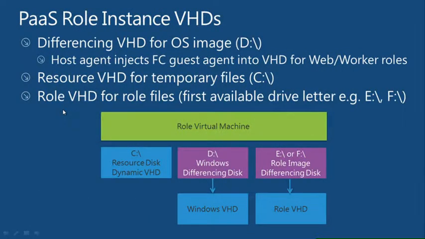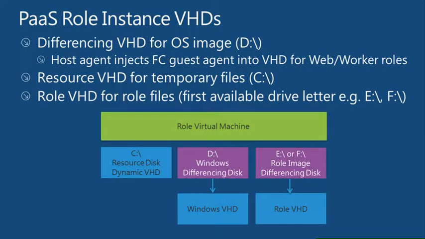Inside of a VM, like I said, there's some VHDs that are created, and then they're mounted as disks inside the VM. You can see that there's 3 disks by default on a PaaS role. There's a dynamic disk, which is the resource disk, which gets drive letter C. This is your temporary scratch storage. The size of this disk depends on the size of your VM. I think you get 2 terabytes if you've got an extra large, something like that.